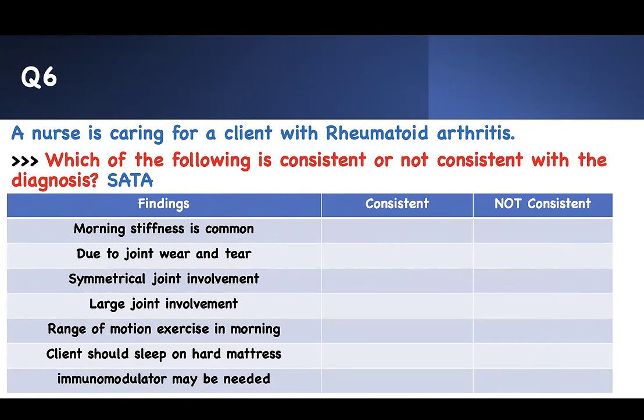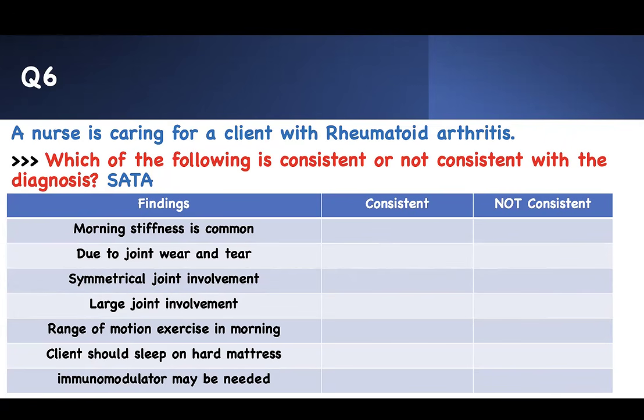Which of the following is consistent or not consistent with the diagnosis? A nurse is caring for a client with rheumatoid arthritis. Every time they give you a question on rheumatoid arthritis, there's another one you compare with osteoarthritis. You know they're going to confuse you with the 2. Don't worry. Distinguish between them. The first thing you should know: rheumatoid arthritis is an autoimmune disease, and osteoarthritis is not autoimmune. Based on that, what do you think?